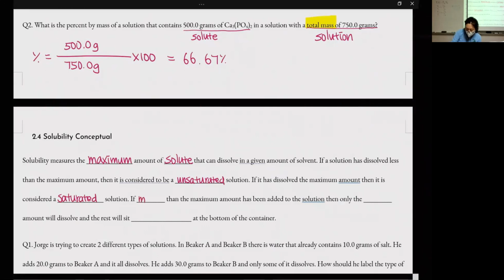If more than the maximum amount has been added to the solution, then only the maximum amount will dissolve and the rest will sit precipitated at the bottom of the container, or undissolved at the bottom of the container.